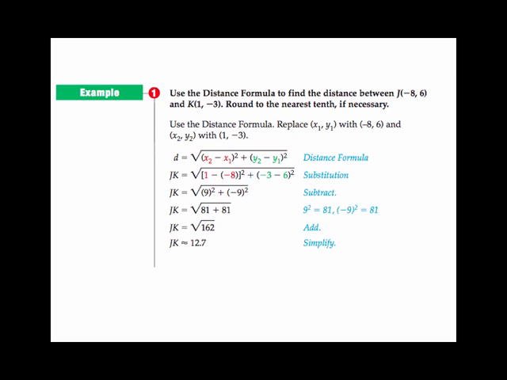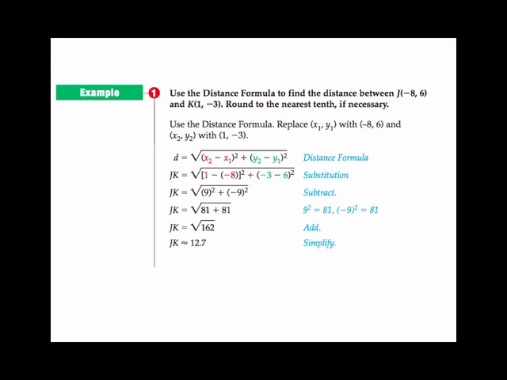Let's look at this example. We're asked to use the distance formula to find the distance between J, which is (-8, 6), and K, which is the point (1, -3). We're asked to round to the nearest tenth if necessary. So we use the distance formula, which is the square root of (x2 minus x1) squared plus (y2 minus y1) squared. We're going to take the square root of that entire expression.